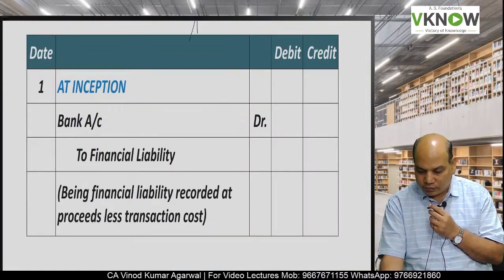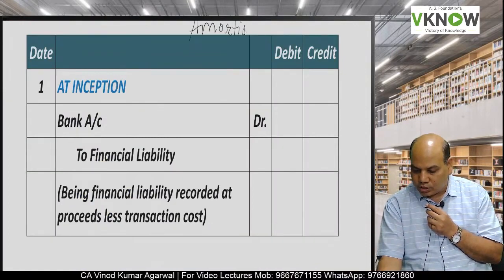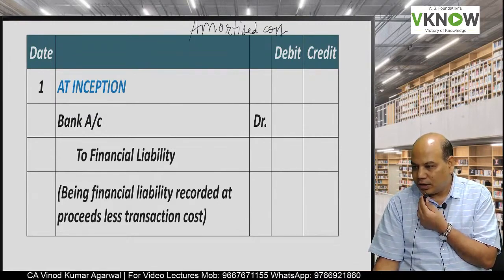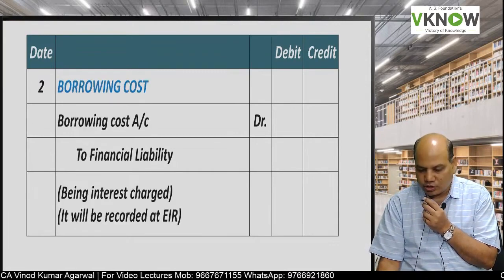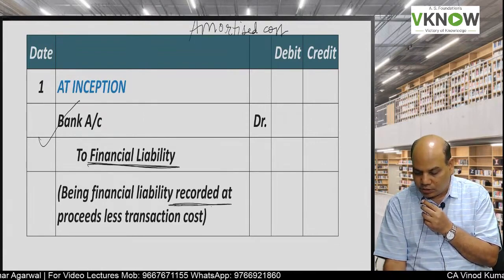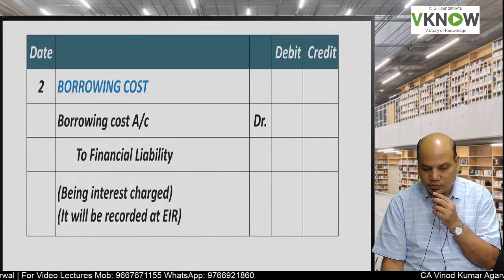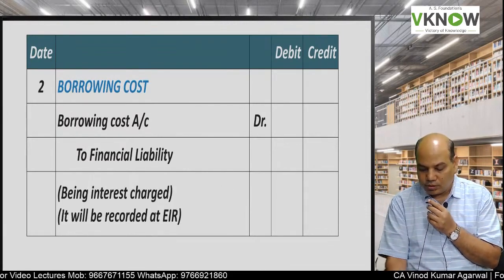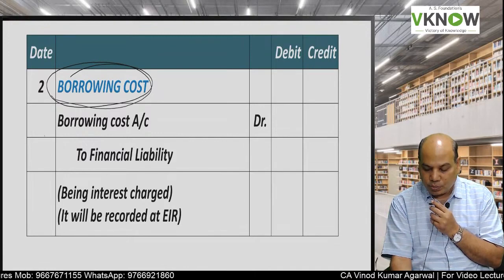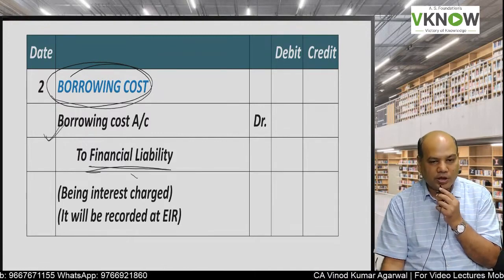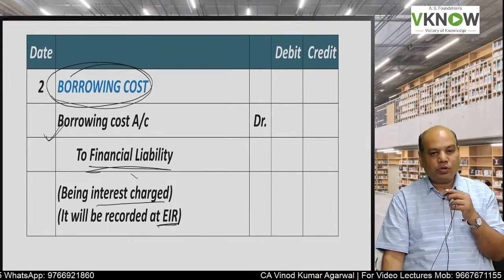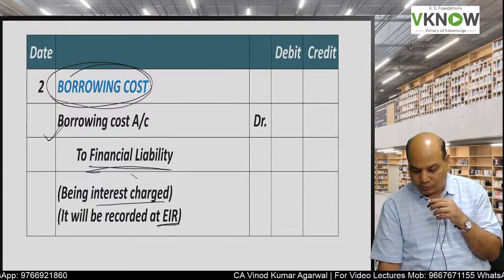So to make your life easier, if the category is amortized cost category, the entry at the inception will be bank account debit to financial liability account, and the amount will be equal to proceeds minus the transaction cost. At the end of the year or every interest payment date, you will create a borrowing cost account debit to financial liability account, and this will be calculated using effective interest rate.